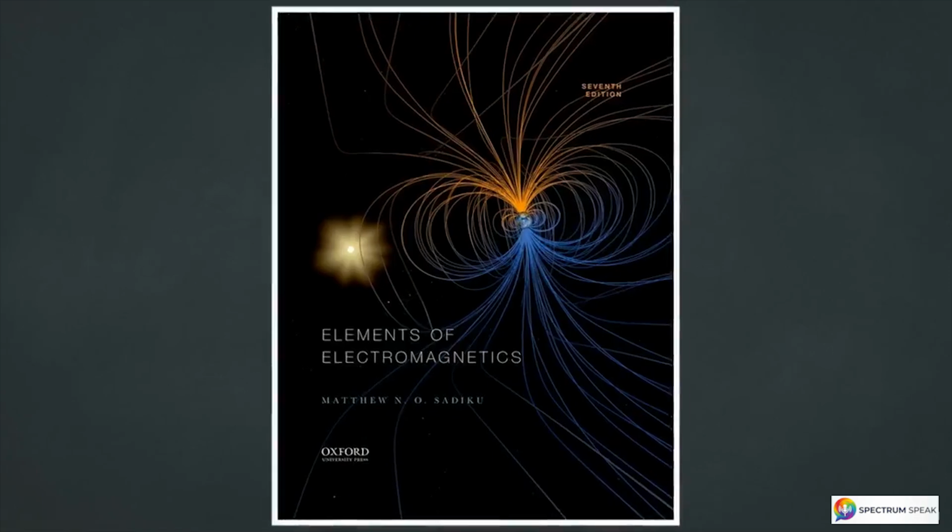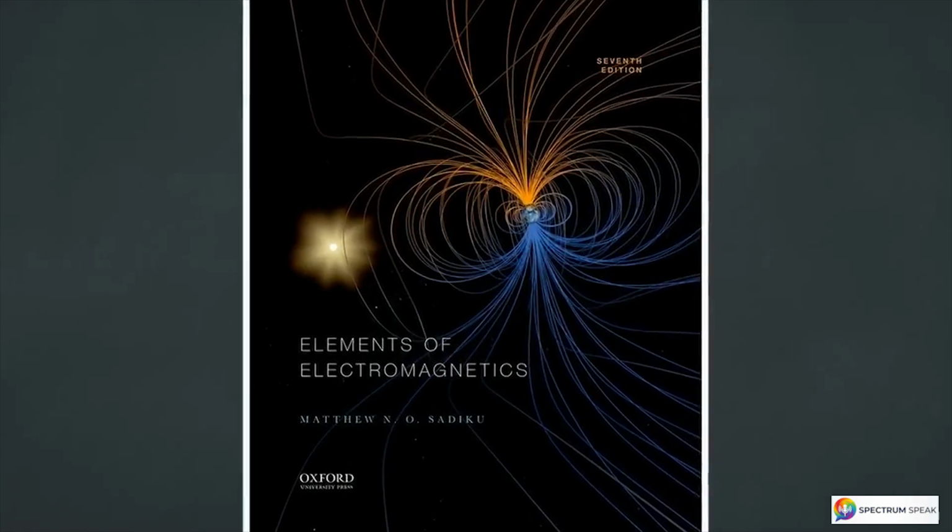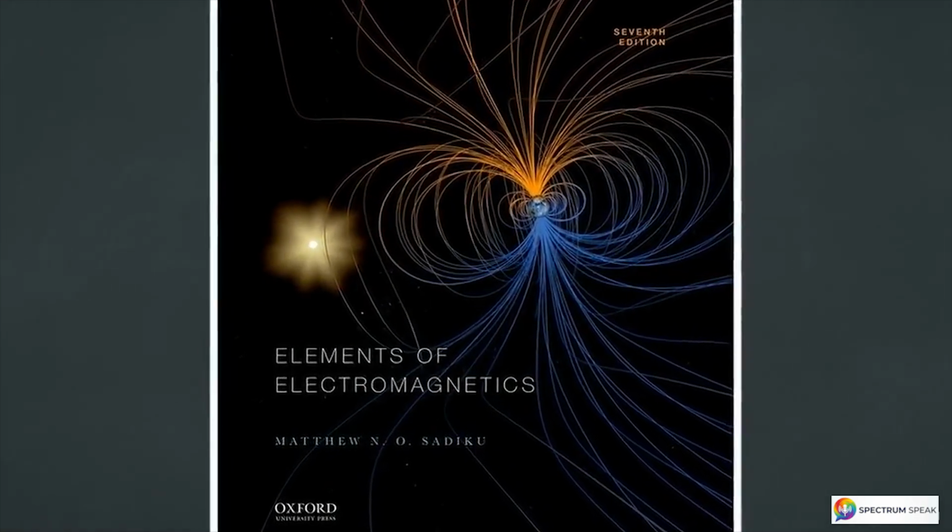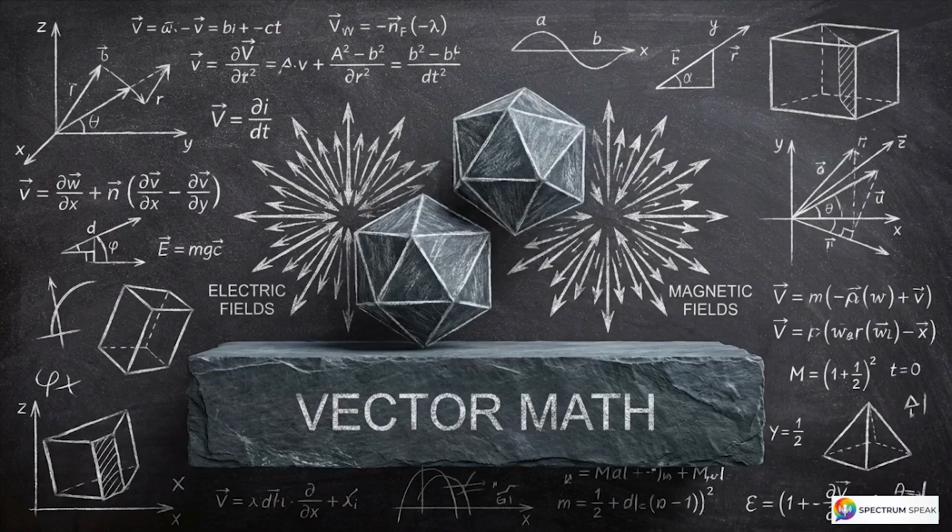Electromagnetics is a tough subject, but by mastering these basic vector operations right now, you have built the exact mathematical foundation you need to handle the physics that come next.